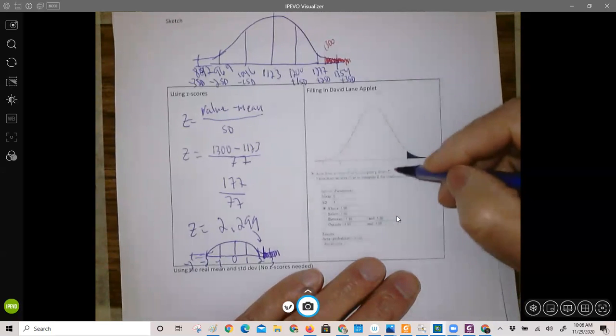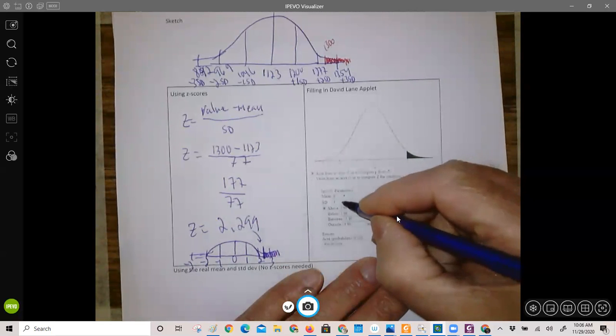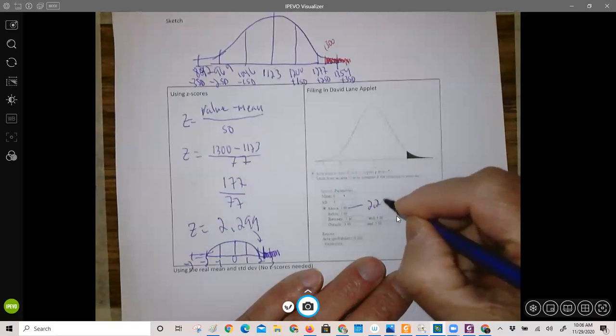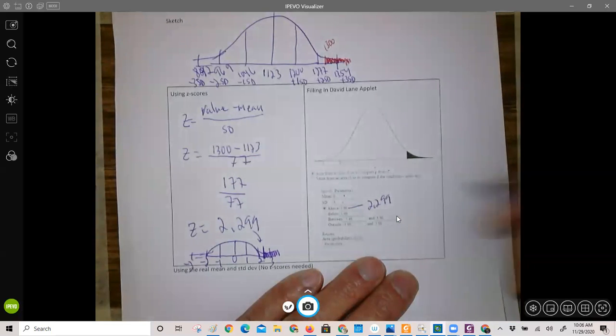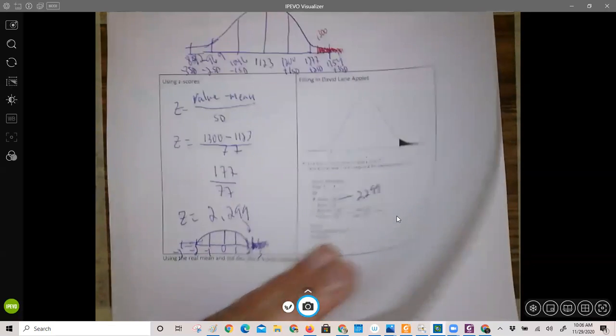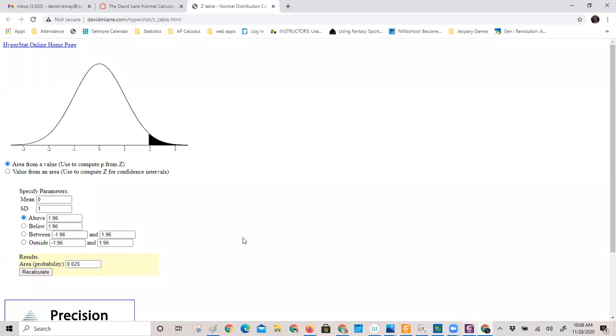What you're going to do on that David Lane applet, you're going to leave the mean as 0 because that's the middle. It's the standard normal curve. The standard deviation's 1, and then we want to go above 2.299. Now I'm going to go back to the applet and show you how to do this. So I'm going to go above, and all I got to do is type in 2.299, and then it'll automatically see that answer right there.